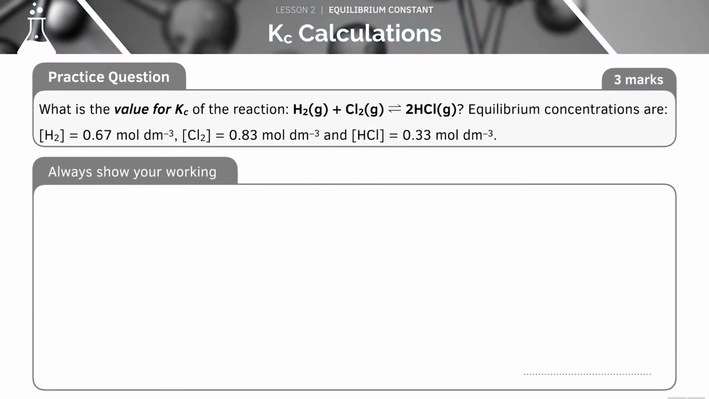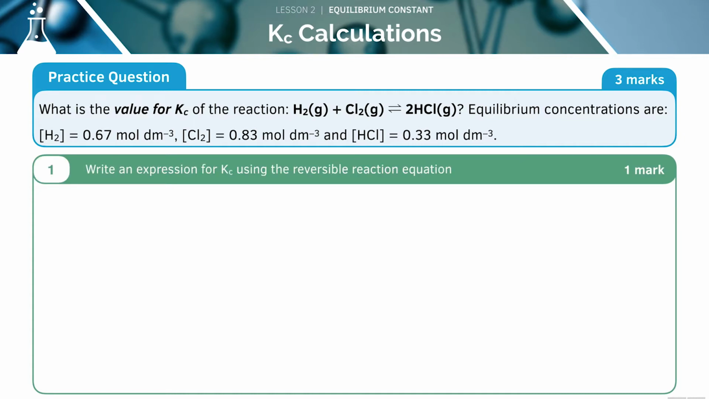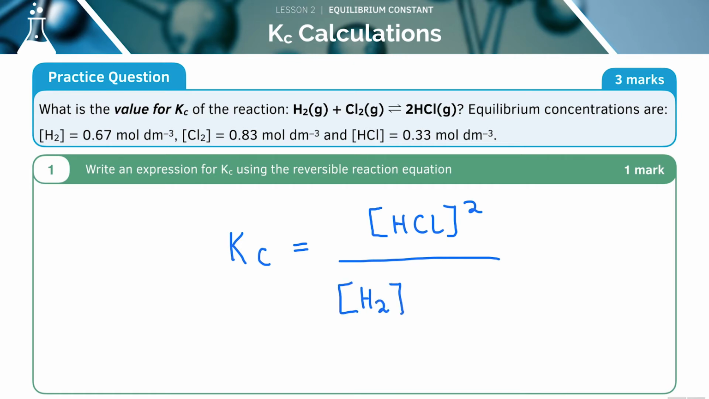Let's attempt this practice question. Pause the video now to try it yourself. Here's the answer. Let's go through it step by step. First, we need to write out our expression for Kc. Here, we can say that Kc is equal to the concentration of hydrochloric acid squared divided by the concentration of H2 multiplied by the concentration of Cl2.